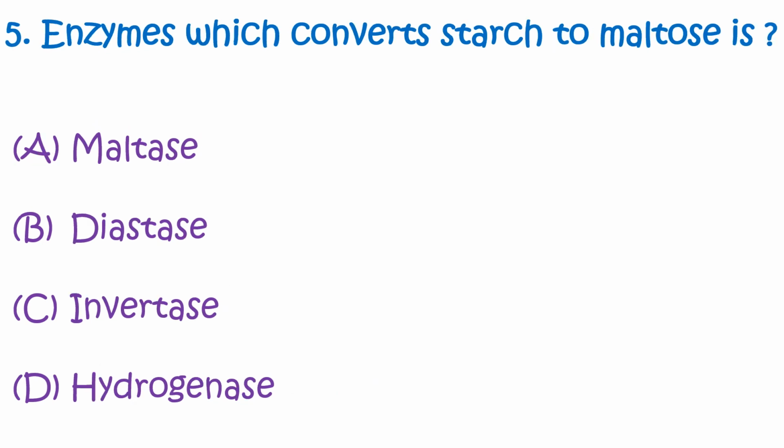Question number 5. Enzymes which convert starch to maltose. Options are option A maltase, option B diastase, option C invertase, option D hydrogenase. And the correct answer is option B diastase. Diastase is an alpha amylase enzyme which normally converts the complex molecules of carbohydrates such as starch and other glycogen or glucan molecules to simpler sugars such as maltose or other disaccharides or monomer units.